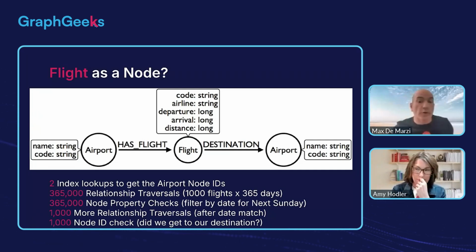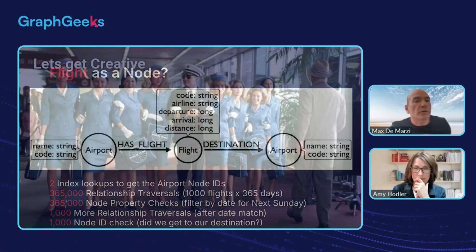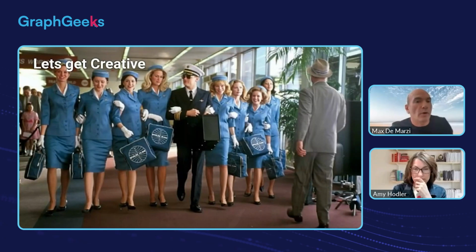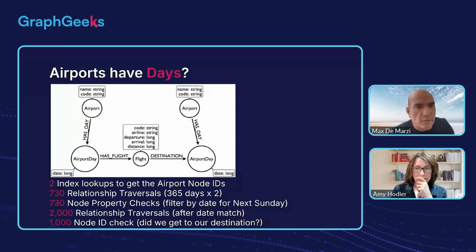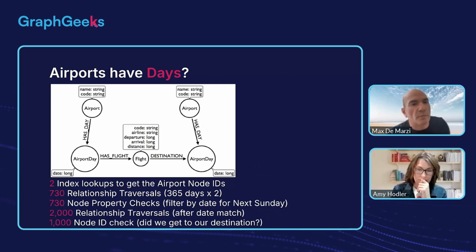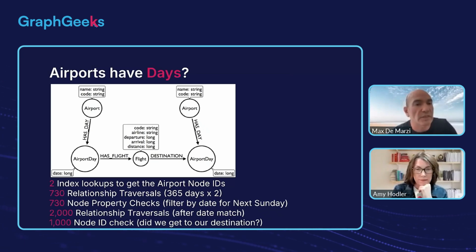So let's get a little more creative about this. Let's think about how else we could model this data based on what we know of the business case in the real world. So typically, from LAX to Chicago, we can have these airports have days. Let's say an airport has a day, and on those days we have flights. So now we reduce the size of the graph we have to traverse significantly.